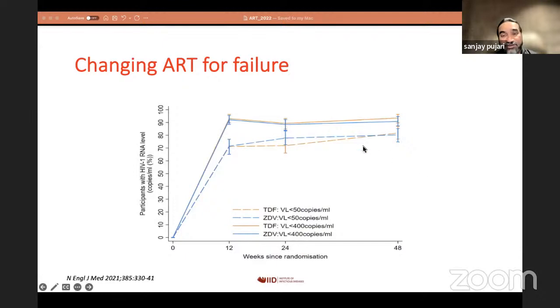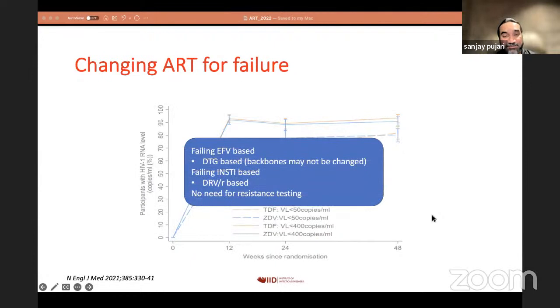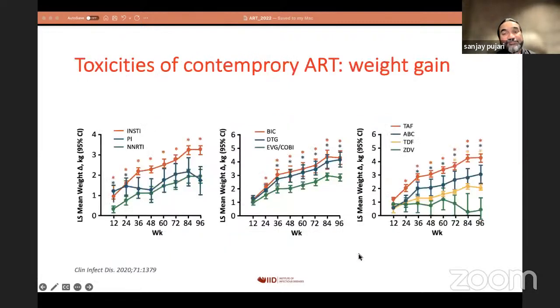Of course, some patients have failure of antiviral treatment, and this is an important trial which shows that you can move to a second-line regimen with an integrase inhibitor if you fail an NNRTI-based, efavirenz-based, for example, regimen, and keep the backbones the same. So this is what is followed now. If you are failing an efavirenz-based regimen, you can go to a DTG-based regimen. Backbones may not be changed. Failing an INSTI-based regimen, you need to move to a darunavir-ritonavir-based regimen in your second line. And importantly, there is no need for resistance testing because these two drugs are quite powerful in terms of not only potency, but a high genetic barrier to resistance.